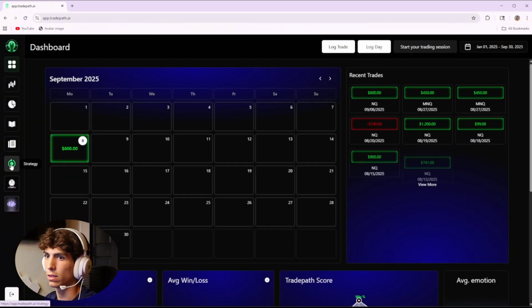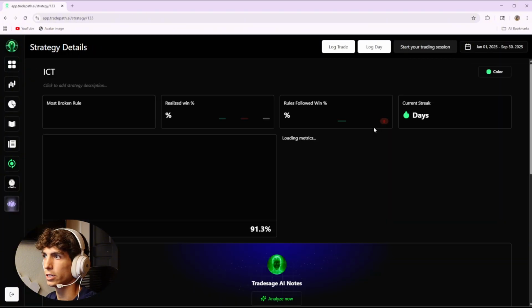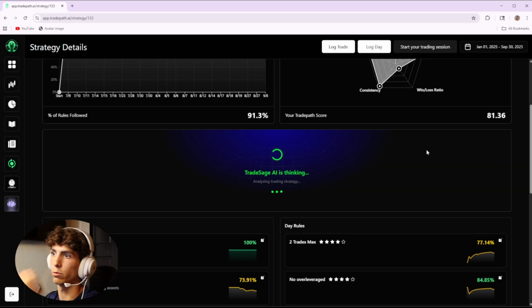And with this, the cool thing about this is I can go on my strategy and I can analyze with AI, because I have TradeSage AI, so whatever I put into my notes, it's going to use my notes and give me feedback with the trade I took. So I'm going to let it load. It should take a minute or two, and we'll see what it gives me.